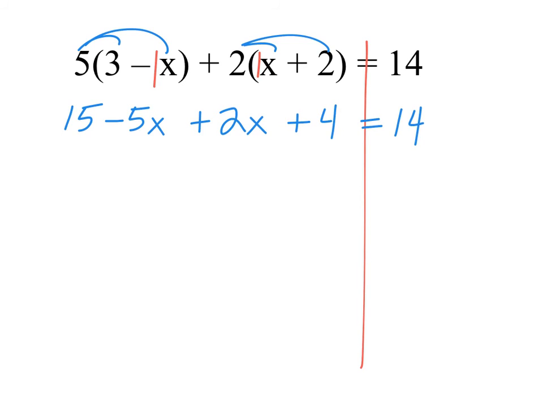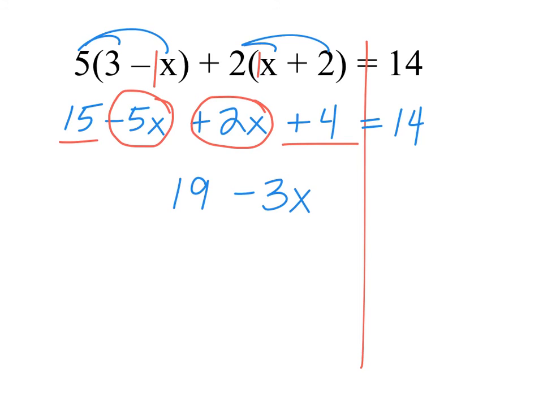Okay, now check and see, can you combine like terms? We've got some like terms. -5x and positive 2x, and 15 and 4. So notice how I'm taking those signs in front. We talked about that when we did combined like terms. 15 plus 4 is 19. -5 plus 2 is -3. So -3x.